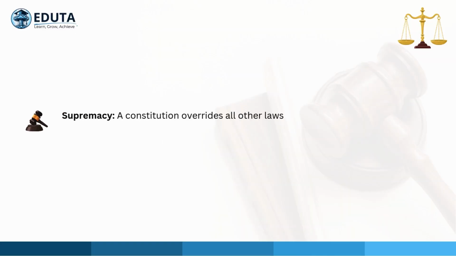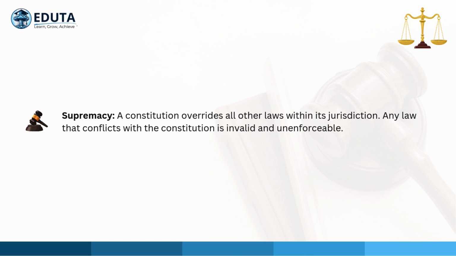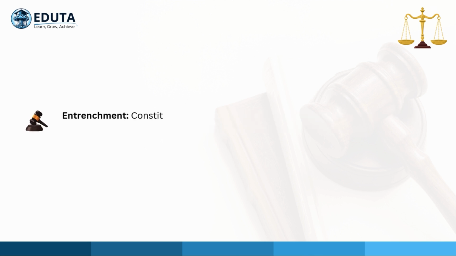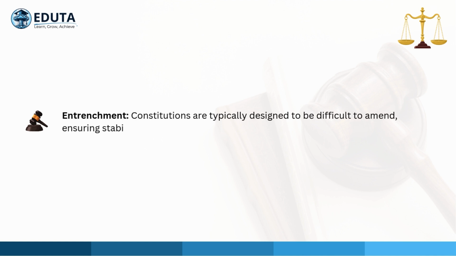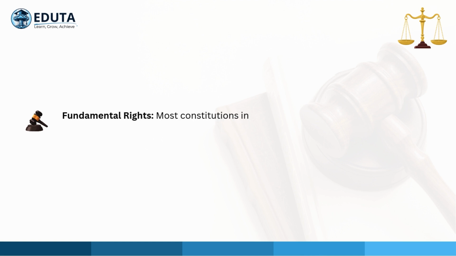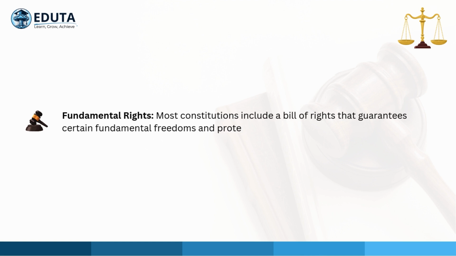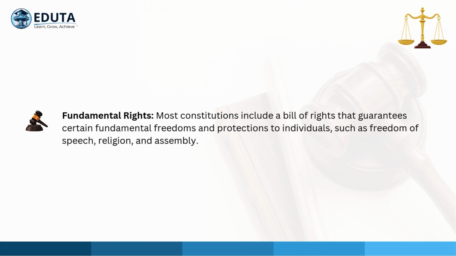Key features of constitutions. Supremacy. A constitution overrides all other laws within its jurisdiction. Any law that conflicts with the constitution is invalid and unenforceable. Entrenchment. Constitutions are typically designed to be difficult to amend, ensuring stability and continuity in the legal system. Fundamental rights. Most constitutions include a Bill of Rights that guarantees certain fundamental freedoms and protections to individuals, such as freedom of speech, religion, and assembly.